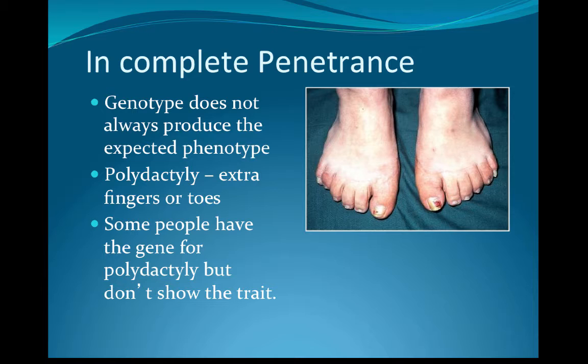All right, so two more major components of Chapter 3. The first is the incomplete penetrance concept, where a genotype doesn't always produce an expected phenotype. Polydactylism is where you have extra fingers and toes, and if you have a dominant gene with incomplete penetrance, then you may see a wide range of expressivity. People may have the gene but not show the trait.